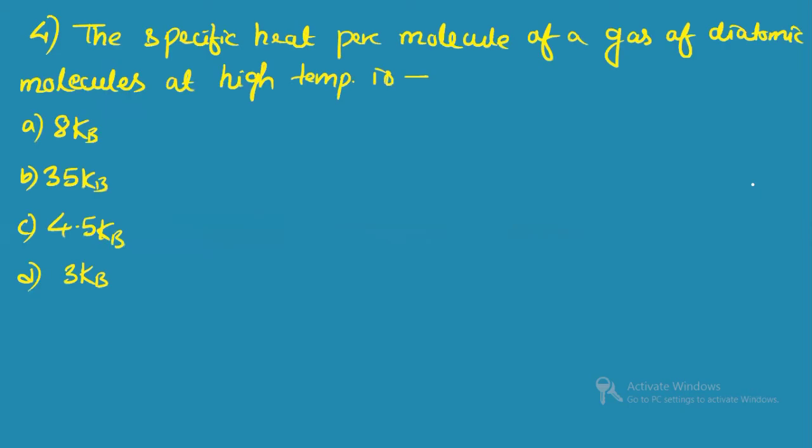Now let's see question number 4. The specific heat per molecule of a gas of diatomic molecules at high temperature is what? You have to calculate the specific heat per molecule for a diatomic molecule at high temperature. So already we have studied a lot about the diatomic molecule, its degree of freedom. Whenever you are asked about the specific heat, you will use the concept of degree of freedom.